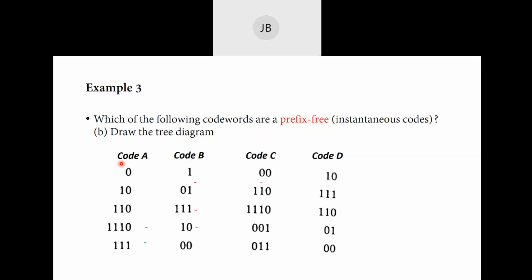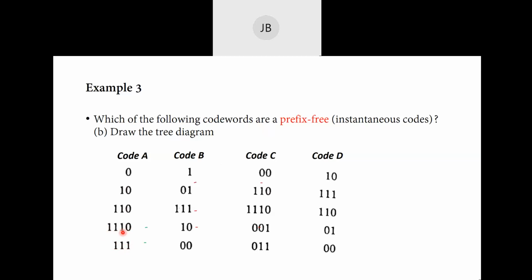So let us see code A. There are some symbols given here and their encoded bits. So 0 here, the first one. Is there any code beginning with 0? No. 1 0. Any other have a 1 0 here? Okay, it looks like no. Next 1 1 0. Anyone has a 1 1 0 here? 1 1 0. So we have a 1 1 0 here. Okay, then 1 1 1 0. Anyone has a triple 1?